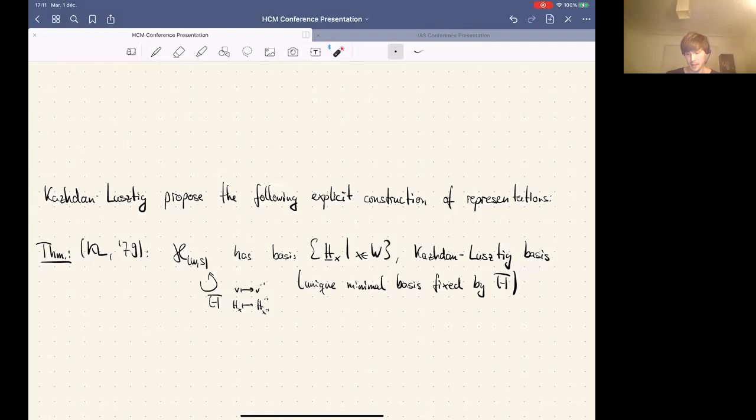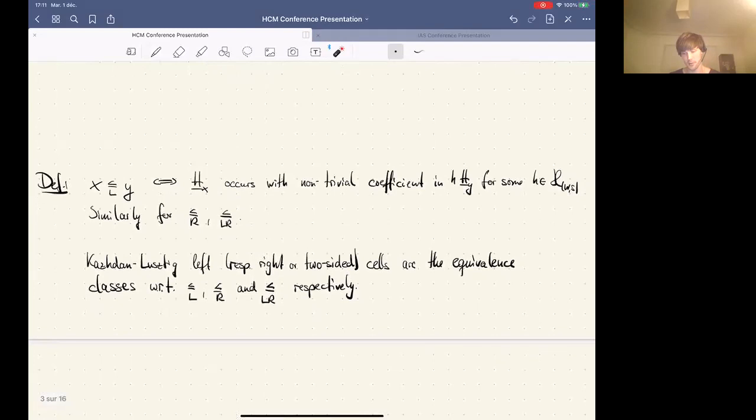Okay, and then the next step in order to really explicitly construct these representations is to define Kazhdan-Lusztig cells. And in order to do this, one starts with a preorder. So I should say that x and y are elements in our Coxeter group. We introduce a preorder on our group, and we say that x is left smaller or equal than y if the Kazhdan-Lusztig basis element for x occurs with a non-trivial coefficient in a product h times the Kazhdan-Lusztig basis element corresponding to y, for some element h in our Hecke algebra. Here, of course, I express this in terms of the Kazhdan-Lusztig basis and this occurs with a non-trivial coefficient.